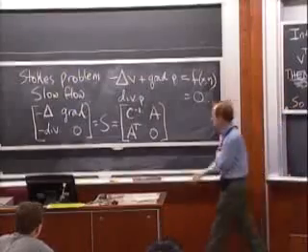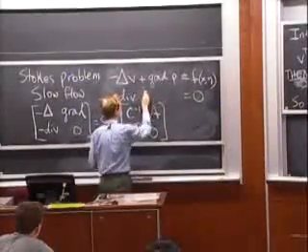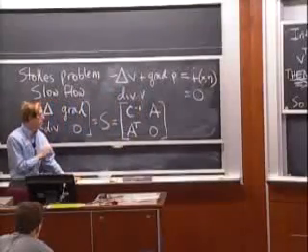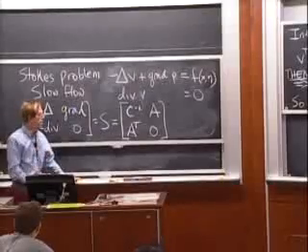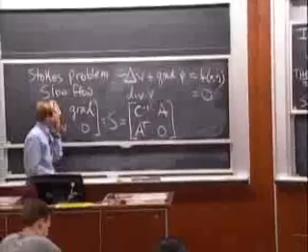Oh, wrong. Divergence V is 0. Incompressible. Sorry. Now that's on the tape. It's now on the tape, right. Divergence V is 0. Okay.